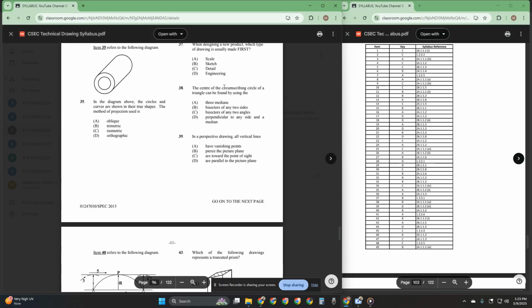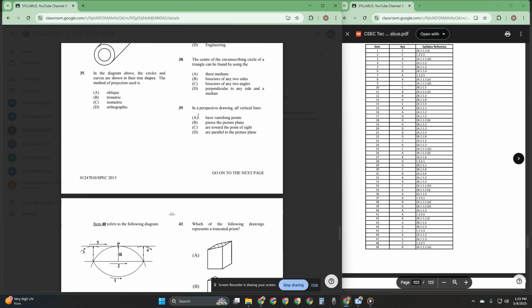38. The center of the circumscribing circle of a triangle can be found by using the three medians, bisectors of any two sides, bisectors of any two angles, or perpendicular to any side and a median. So number 38 is B, and I agree. You bisect two sides, which are basically chords in the circle, and you will get the center of the circle.